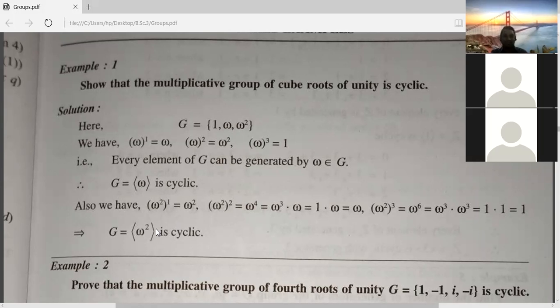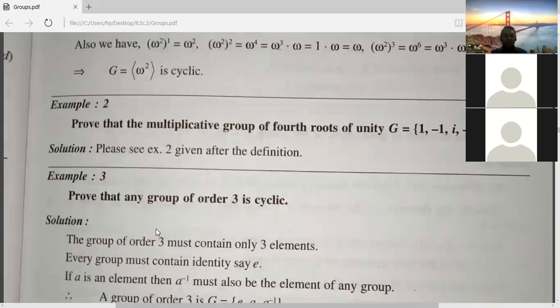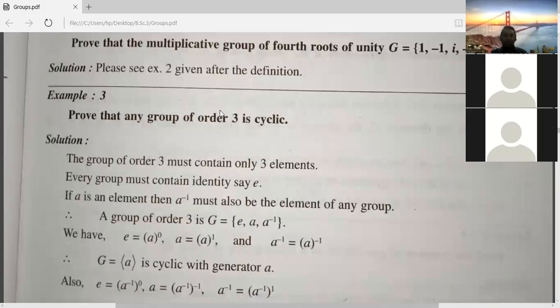Now the next one: prove that the multiplicative group of fourth roots of unity is cyclic. Already I have taken that. The multiplicative group here is {1, i, minus 1, minus i}. For that, the elements are i to the power 1, i square, i cube, which is equal to minus i, and i to the power 4 equal to 1. Therefore, we can say i is a generator. Similarly, you can express the elements of G as powers of minus i. Therefore, there are two generators again: one is i and another one is minus i.